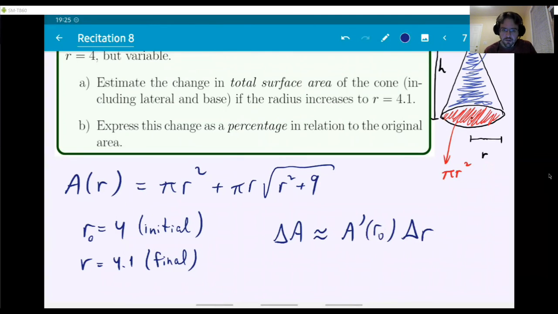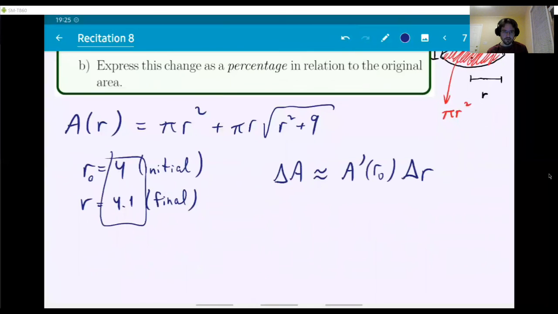That's the formula in the previous slide. Just now, instead of calling them y and x, y is A, which is the function, and x is r, which is the independent variable that's changing. But anyway, we need to know A prime of 4. Delta r we already know. That's the easy one. Delta r is the difference in r values, final minus initial, that's just 0.1. So no problem there. But what is A prime of 4?